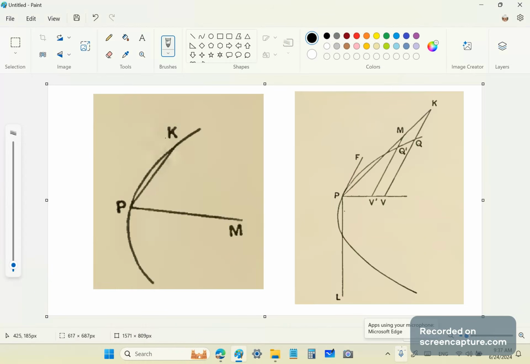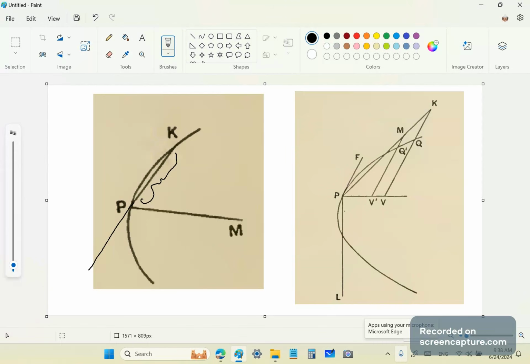What he does is assume that the tangent line KP falls inside, as you see in this diagram. In other words, it doesn't go like that, but it falls inside. Then he says, if that's the case, PK will be bisected by PM. PM is the diameter or the axis. It'll be bisected. But the only way we can understand it being bisected is if we extend it, because nowhere over here is it bisected.